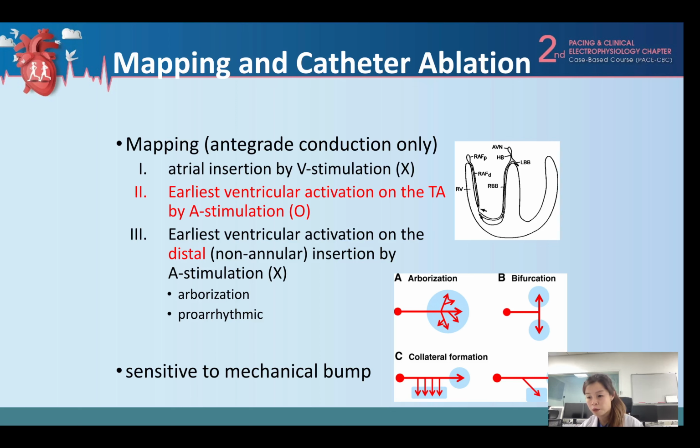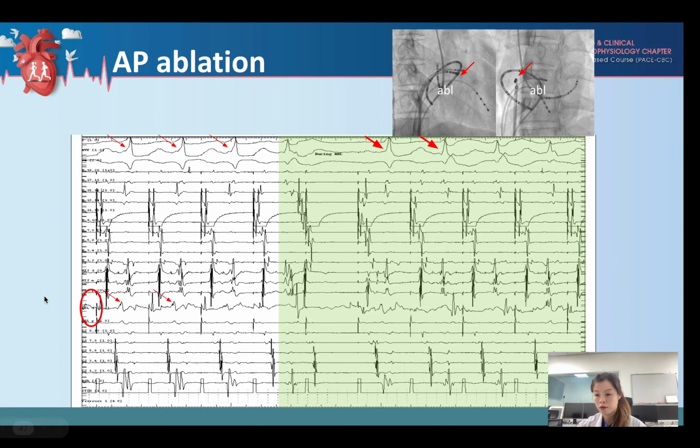This is why Mahaim fiber was ablated at tricuspid annulus under atrial pacing now, ideally with identification of Mahaim potential. As Mahaim pathway only conducts antegradely, we should not map the retrograde A under V pacing. Also, we should not map the distal insertion site due to the extensive arborization. Back to our case, the Mahaim potential can be mapped and successfully ablated at the anterior tricuspid annulus under atrial pacing within 5 seconds.